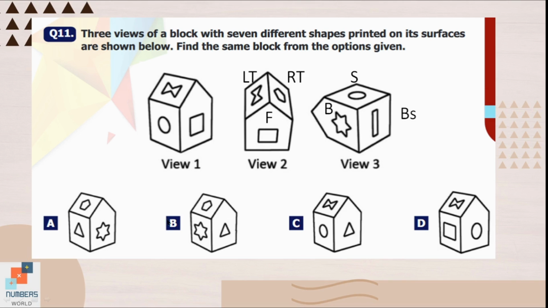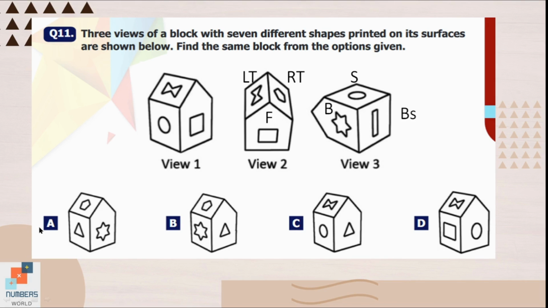If we look at our options B and C, a triangle is shown at the front or back side of the house, which is not correct because we know at the front side there is a rectangle and at the back side of the house there is a star. So these two options are not selected. Now, in option D, a circle is drawn at the front or back side of the house, which is also incorrect because we know the circle is at the side of the house. So it means options B, C, and D are wrong.